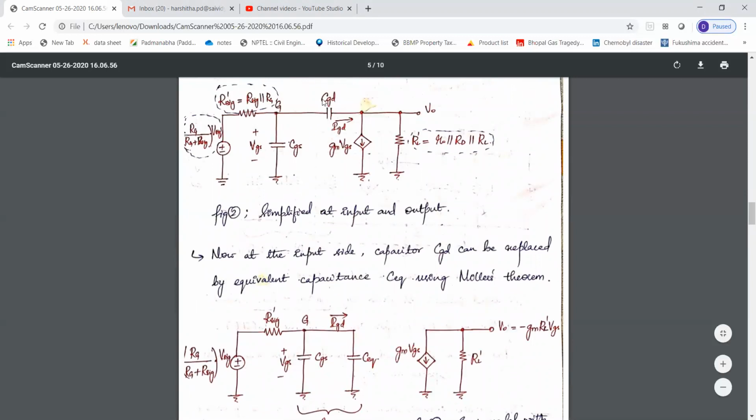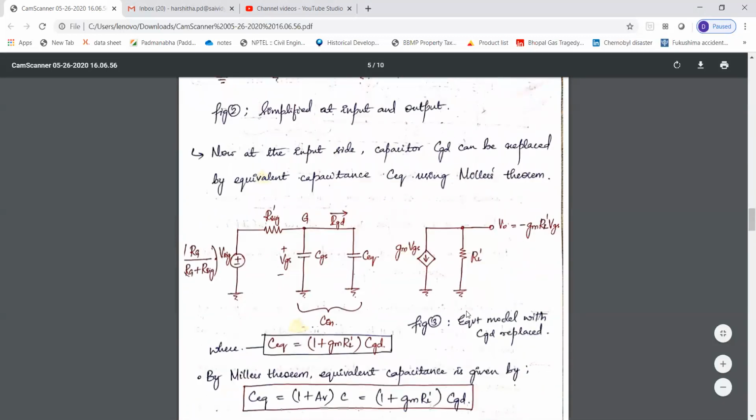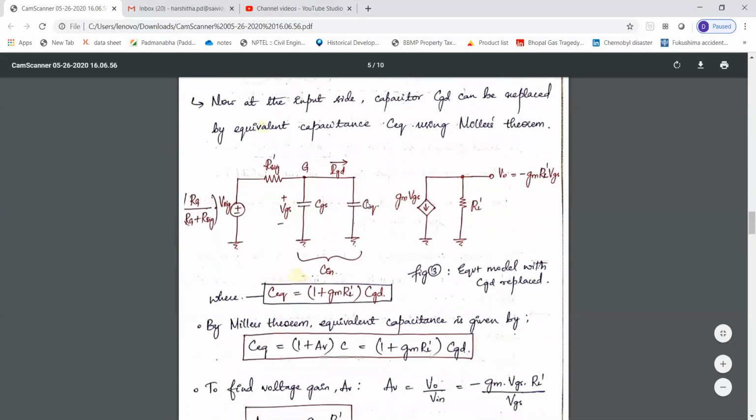If C_GD were present, this is the equivalent model. Now, if I replace this C_GD by the equivalent capacitor, it will be present over here. So now there is no connection between the input part and the output part of the equivalent model. This C_GS along with C equivalent will form the input capacitance to the circuitry.